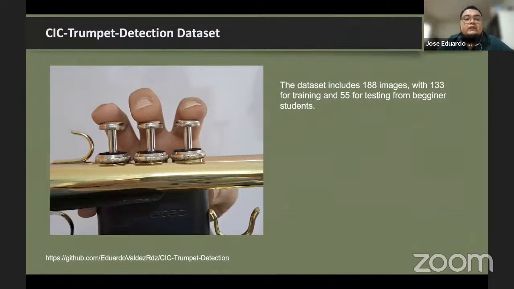For this, we created our own data set. It's called the SIG Trumpet Detection Dataset. You can find it on the link below. It's on GitHub. This data set includes 188 images, with 183 images for training and 55 for testing. These images are taken from beginner students.